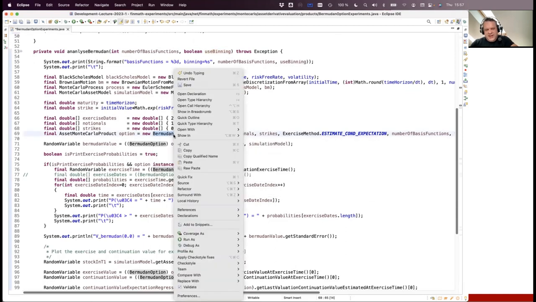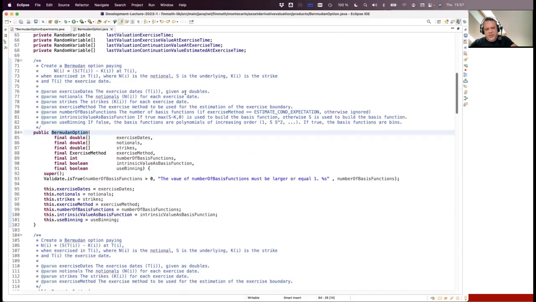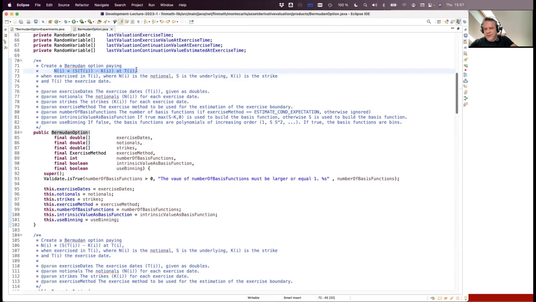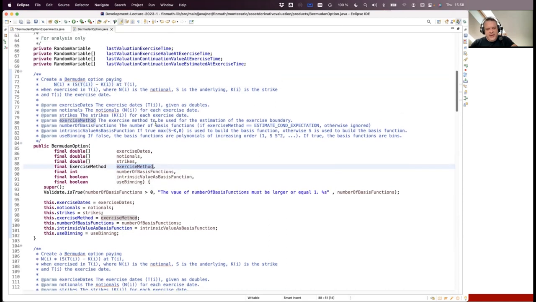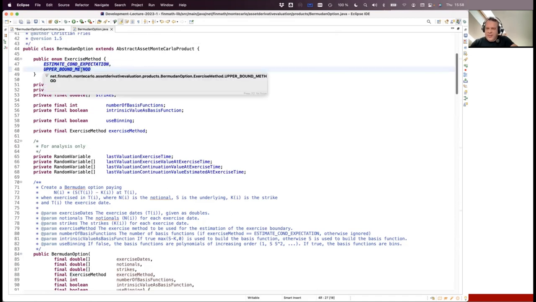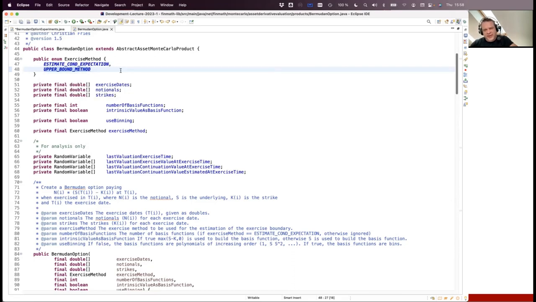So now let's study the implementation of the Bermudan option. The constructor of the Bermudan option has exercise dates, notionals, and strikes. It's this payoff here at every time, like we had in the previous session, also in the example. I can choose different exercise methods. There is the lower bound method, our regression conditional expectation estimator. There's also an upper bound method, which we will study in a different session.